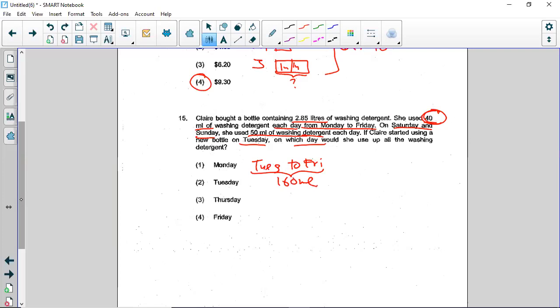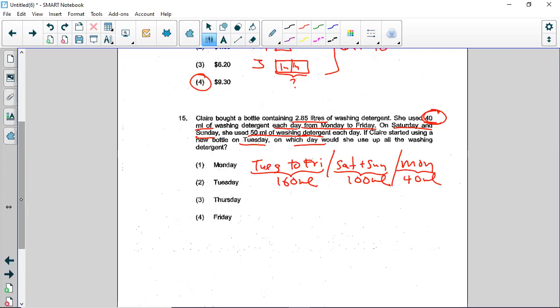Okay, then you have Saturday and Sunday. And how much ml do you use? That will be 50 times 2, which is 100 ml. Okay, and then that is not 1 week yet. 1 week got 7 days. So then you have Monday. So Tuesday to Monday is 1 week. So Monday will be how many ml, which is also 40 ml.